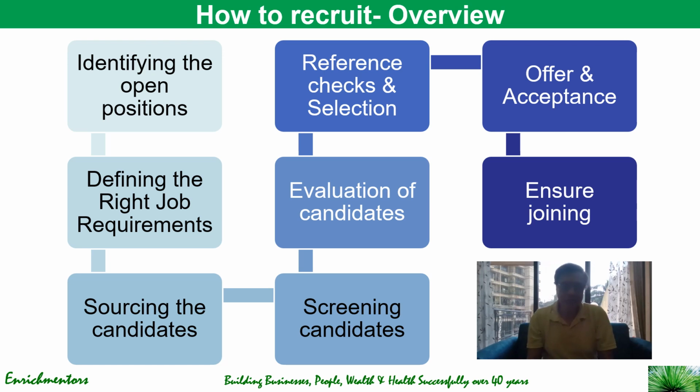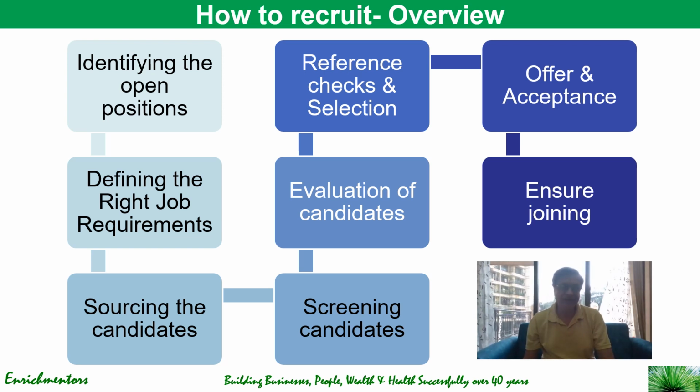So what we have for you is a process that can help you acquire the talent in the best possible manner, and that can give you the required talent for your company and organization. First, you need to identify the open positions. Open position meaning what are the vacancies that you have, at what level, how many. Second, for those open positions, you need to define the right job requirements. Job requirements, what do they mean? We will talk about that a little bit later in this lecture itself.